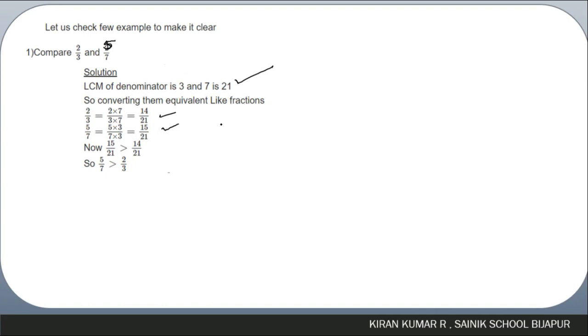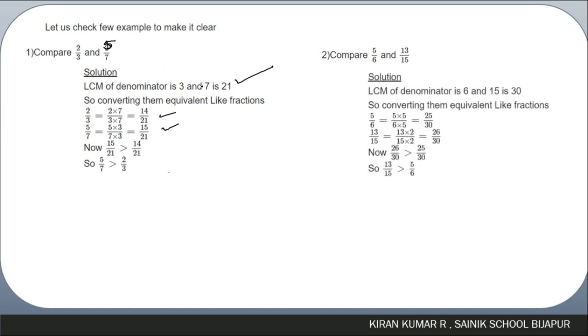Let us take up another example to understand it in a better way. 5 by 6, 13 by 15, they have different numerator and denominator. The LCM of the denominators 6 and 15 is 30. So we convert by multiplying 5 and 2 to both numerator and denominator of the fractions respectively. We get 26 upon 30, which is larger than 25 upon 30. Therefore, 13 by 15 is larger than 5 by 6.